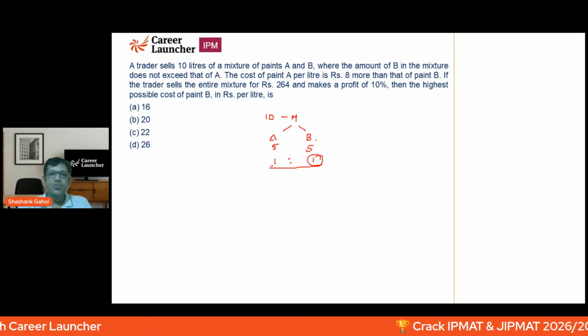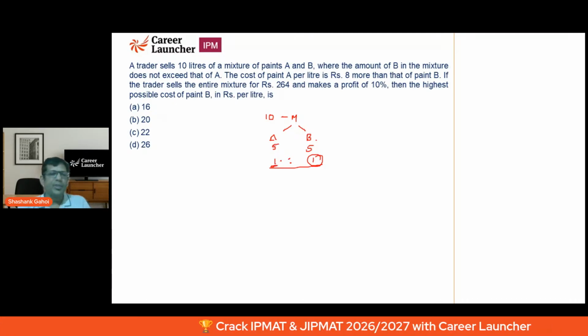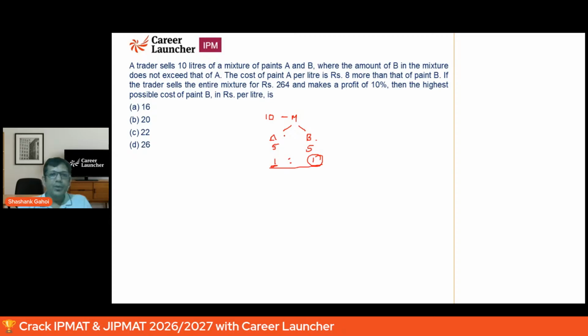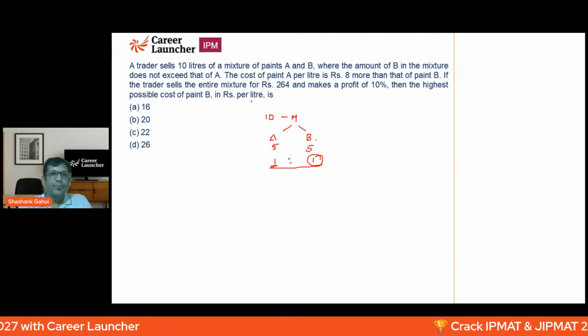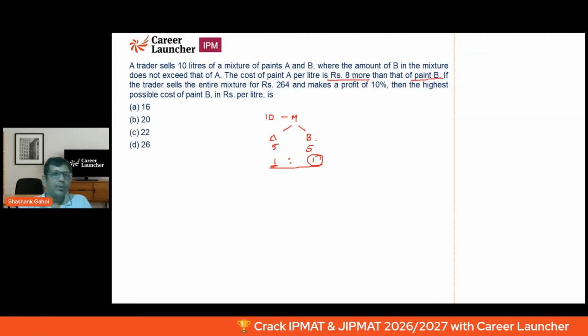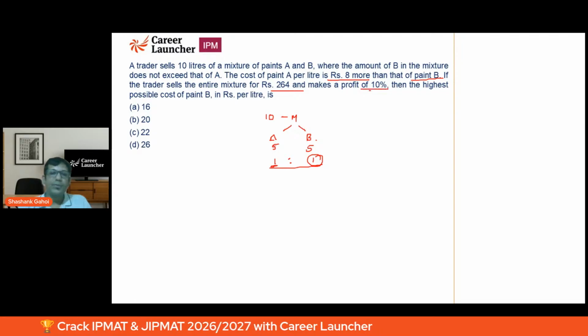Otherwise, the ratio A to B should be equal to or greater than 1. It can be 1.5, it can be 2, it can be 3, it can be any number. But the maximum value of B can be 50%. That's what the question says. Okay. Now, the cost of paint A is 8 rupees more than paint B. The trader sells the entire mixture at 264 and makes a profit of 10%.